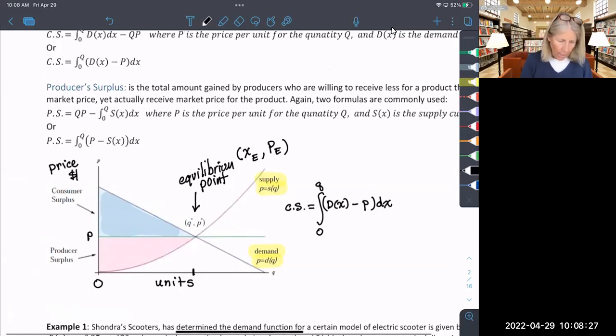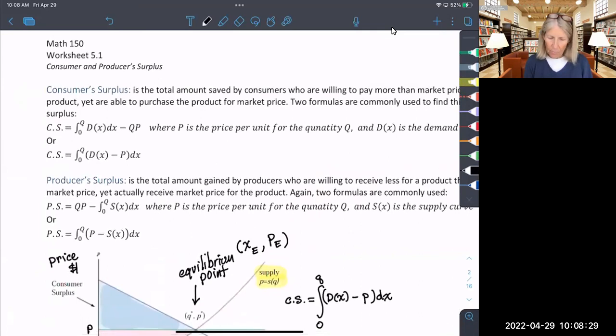Okay, so I did give you 2 different consumer surplus formulas. Again, there's a variety of ways to do it. I typically use this one because I like to think of it in terms of the picture. It's just the upper curve minus the lower curve.